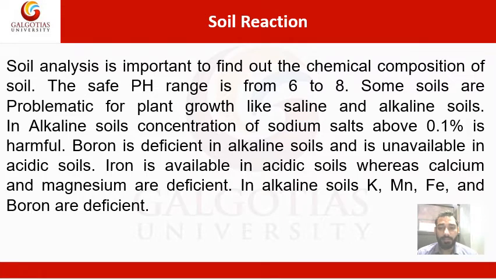Soil analysis is important to find out the chemical composition of the soil. The safe pH range is from 6 to 8. Some soils are problematic for plant growth, like saline and alkaline soil. In alkaline soil, a concentration of sodium salt above 0.1% is harmful. Boron is deficient in alkaline soil and is available in acidic soil. Iron is available in acidic soil, whereas calcium and magnesium are deficient. In alkaline soil, potassium, magnesium, and boron etc. are deficient.